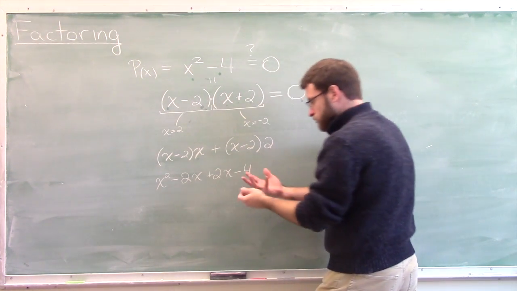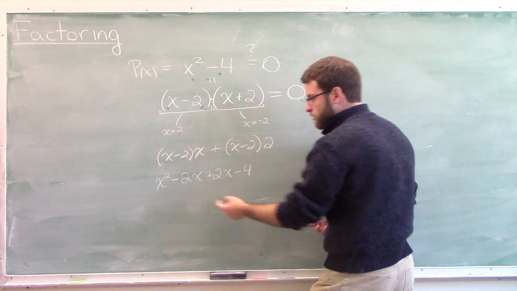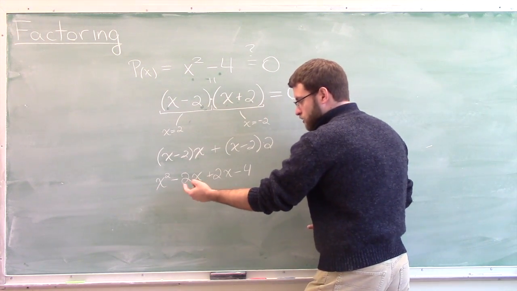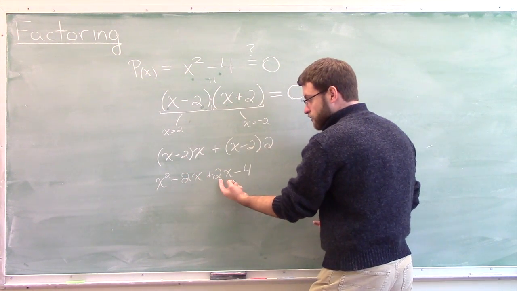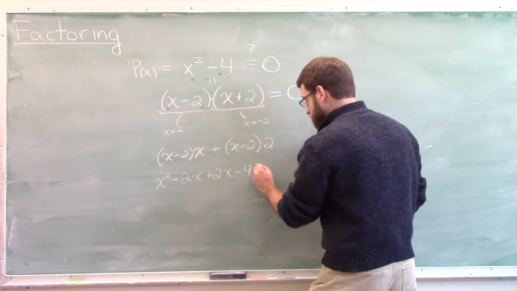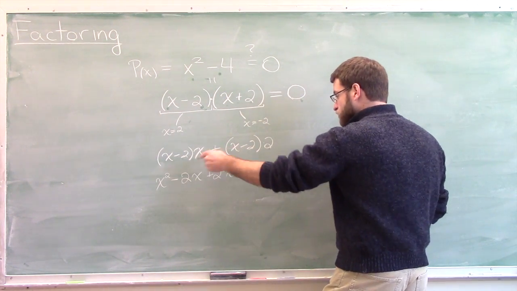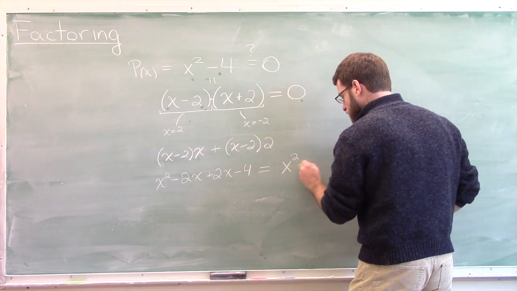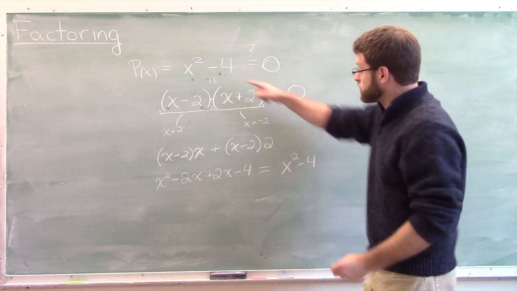Okay? So when we combine like terms, we have an x squared by itself. We have a minus 2x and a plus 2x, and these two are going to cancel out. And then we have a minus 4. So these two pieces, when I multiply them together, give me x squared minus 4, which is the polynomial that we started with.